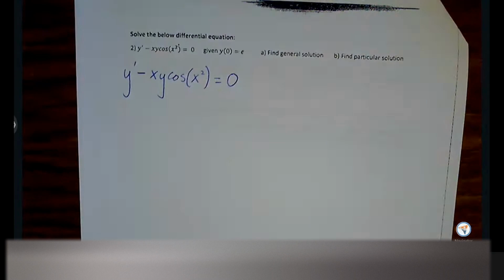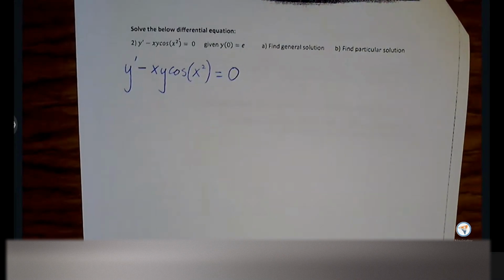Okay, I'll write this a little bit larger, make it easier for you to see. So y prime minus xy cosine x squared equals 0.